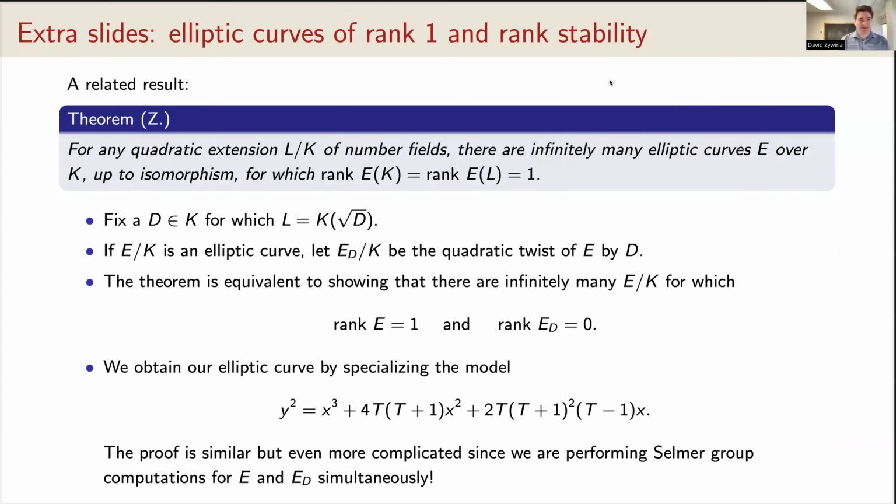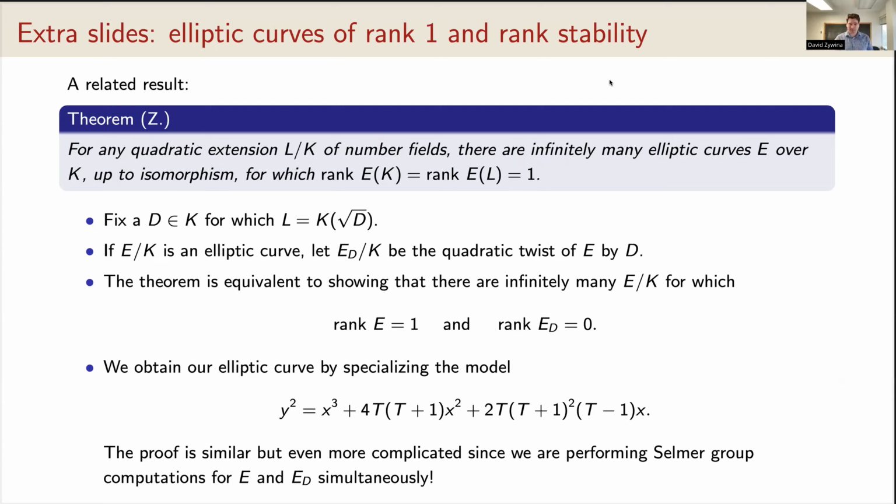I've got a few minutes, so here are a couple of extra slides. Here's a related result that's recent. For any quadratic extension L over K of number fields, there are infinitely many elliptic curves over K, up to isomorphism, for which the rank of the K points and the L points, which is a bigger group, have the same rank, and it's 1. The proof was that you fix an element of K whose square root generates L.